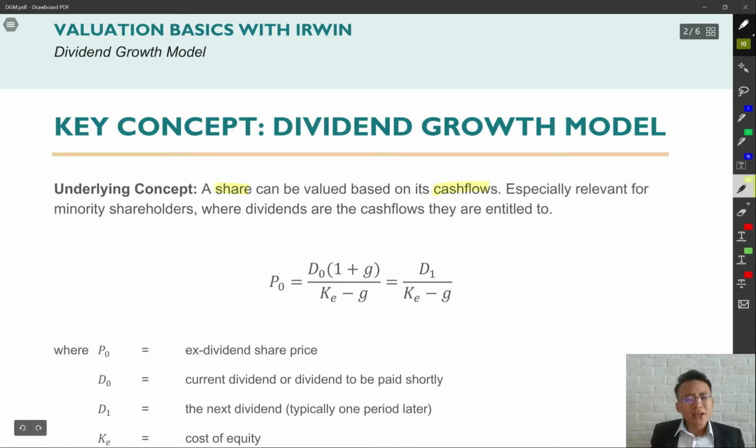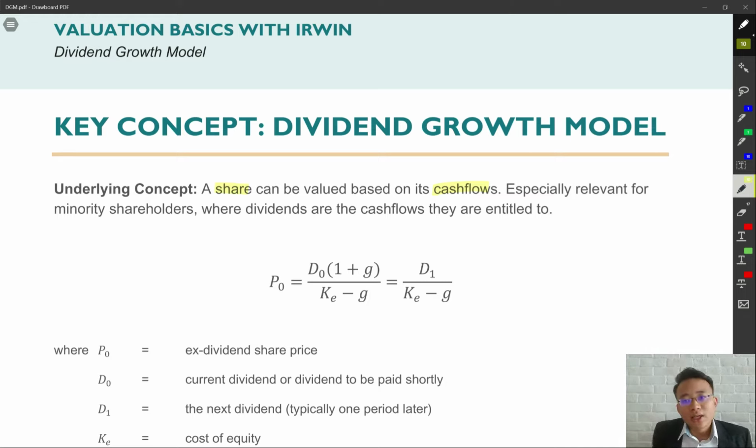And what are the cash flows of a share? The most obvious one, if you are a shareholder, is that you would receive dividends year after year. Therefore, this concept argues that you can just value a share based on the dividends you receive. And therein is the name, the dividend growth model.